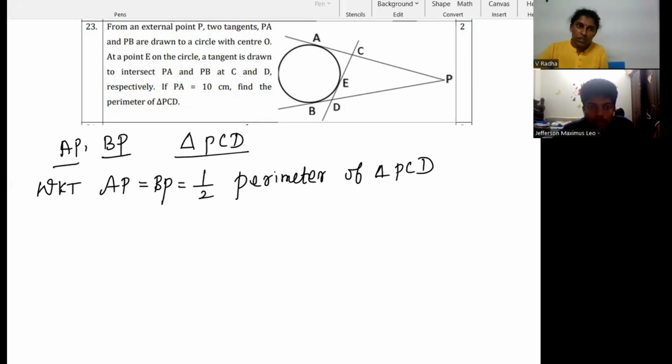In some questions, they may ask like this: prove that AP is equal to half the perimeter of triangle PCD, or BP is equal to half the perimeter, or otherwise the perimeter of triangle PCD is equal to 2 times AP, 2 times BP. They may ask to prove without giving numerical data. Okay? Okay, ma'am. So now let us see the proof.